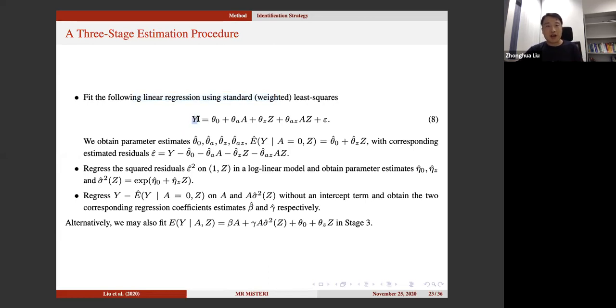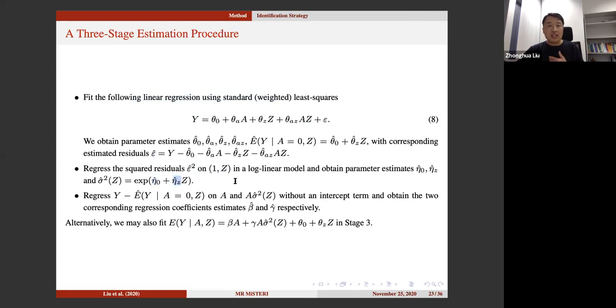You regress Y on A, on Z, and A times Z, this interaction term. Then you get residuals from the linear regression. You square the residual, and you regress it on Z, the IV, in a log linear model. So you get the regression coefficients, eta 0 and eta Z.